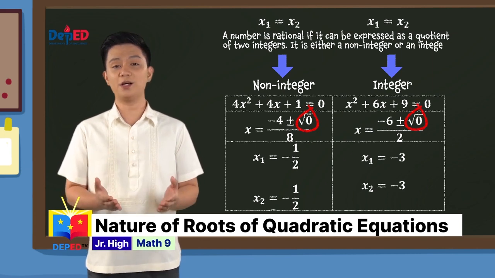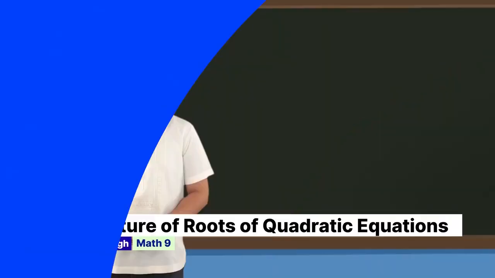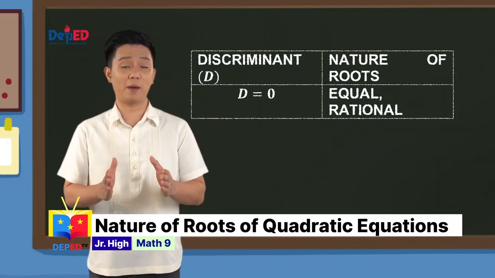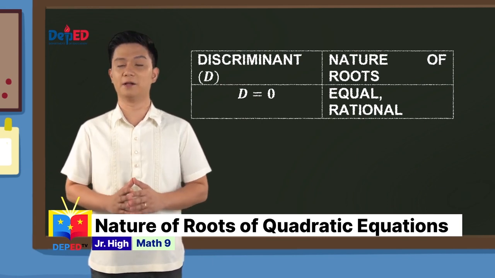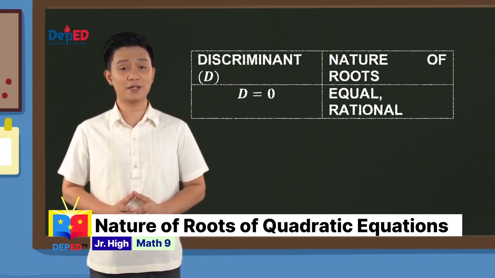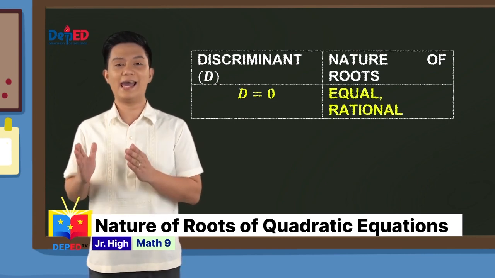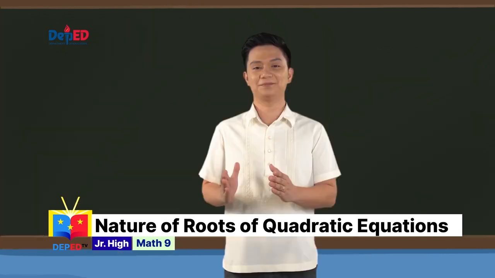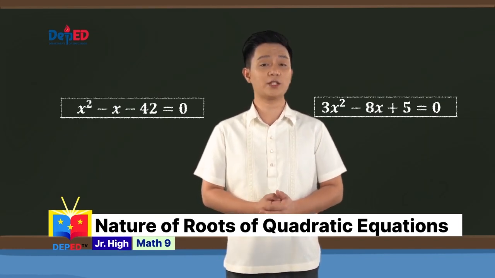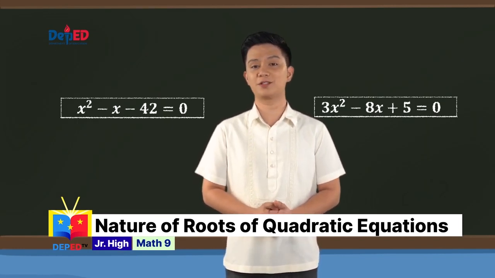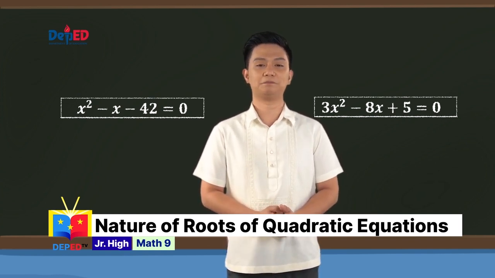A rational number is either a non-integer or an integer. So, for the first pair of quadratic equations, we take note of the following details. The discriminant is 0. The roots are equal and rational. Let us get to know another type of discriminant that corresponds to another nature of roots of quadratic equations as we work on the second pair.